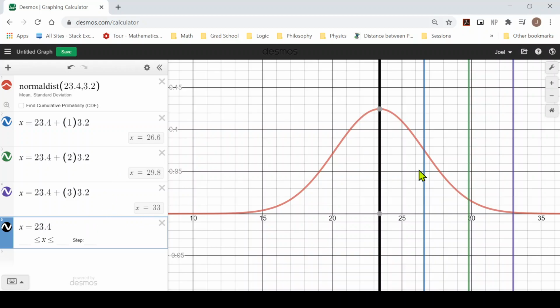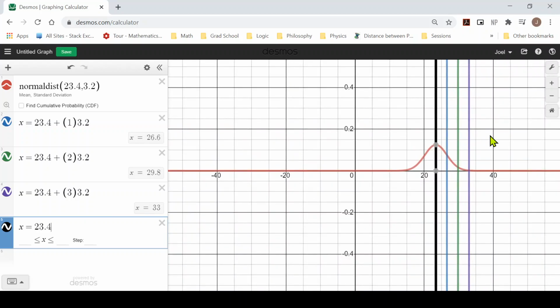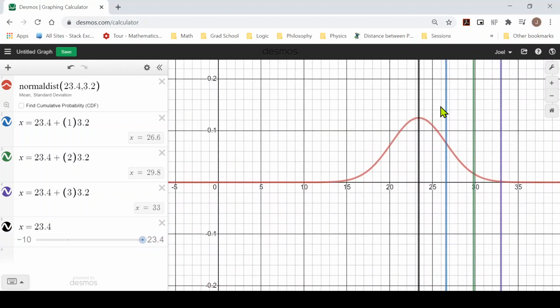So I hope that gives you an idea of what a nicely drawn curve looks like using a graphing calculator or a computer. And that's it for now.